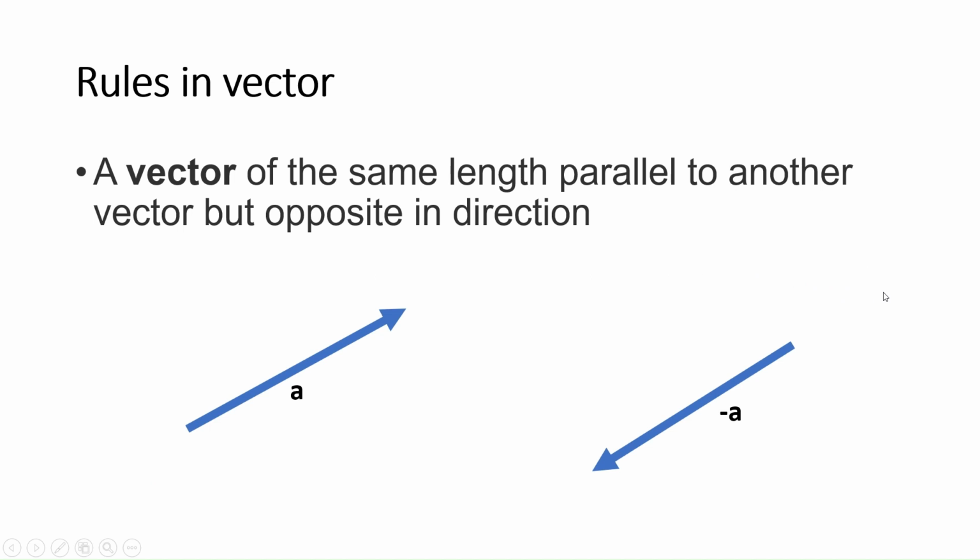Now, some rules. A vector of the same length has the same magnitude, parallel to another but opposite in direction. So you see the A is the magnitude. The magnitude is the same, but because the direction is different, this is A and this will be negative A. It has the same magnitude, but a different direction.